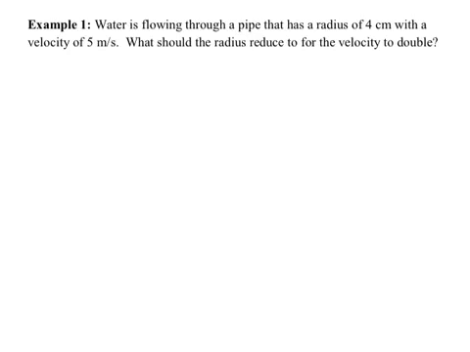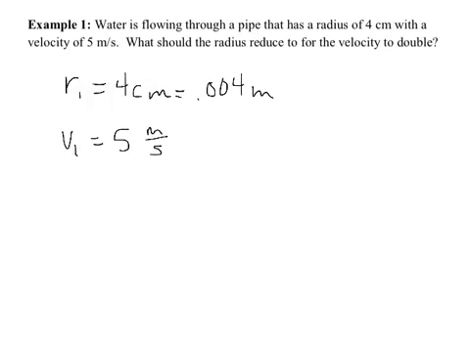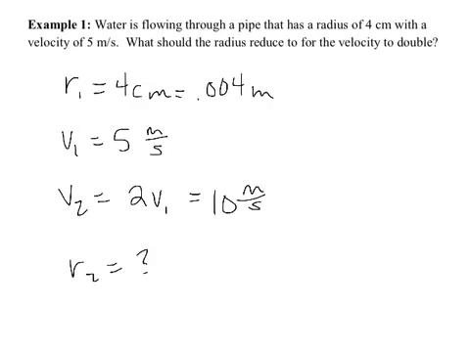So we start right away by seeing that the initial radius in this problem is going to be 4 centimeters, which is just 0.04 meters. And then we say that the initial velocity here is 5 meters per second. We are trying to figure out what the second velocity will be, what the second radius will be. We know that the second velocity is double the first velocity, or simply 10 meters per second. And we're trying to figure out what the second radius should be, what it should reduce to.